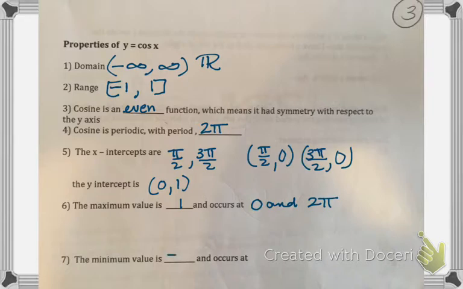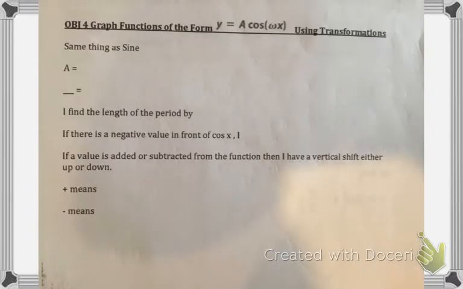The minimum value is -1, and that occurs at pi. Okay, so we have this stuff filled out about cosine, which is important. So now we're ready to actually start doing the transformations.